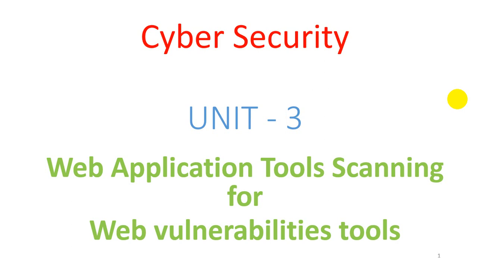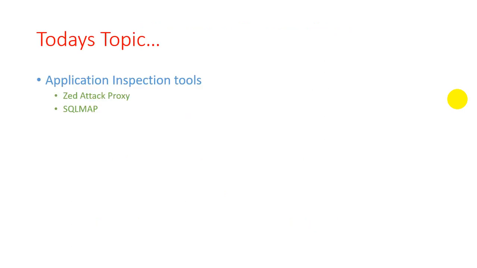So as per the previous lecture, we discussed two different tools based on web vulnerability, known as CURL, or client URL, and later we discussed two different concepts, SSL protocol and tunneling. Now today's video lecture will start with other tools based on application inspection. For application inspection, we are discussing two different tools: Zend Attack Proxy, and the second one, SQLmap.